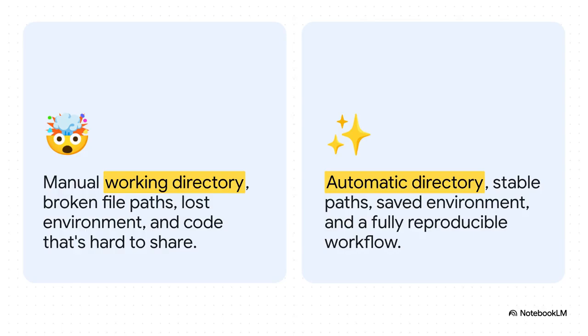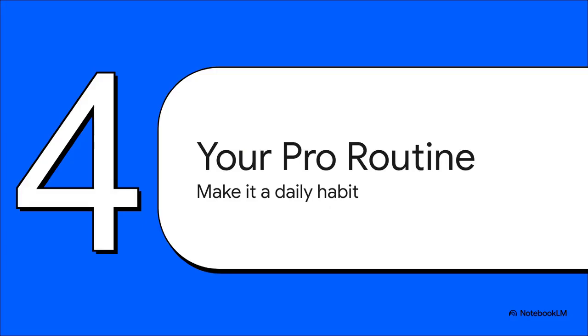Now, on the right is the project way. Your working directory is set automatically, all your paths are relative and stable, and your environment gets saved. The people who skip projects are the ones whose code always breaks on someone else's machine. Don't be that person. So we've uncovered all these secrets, but knowledge is useless without action.